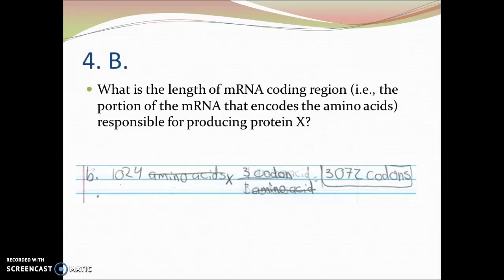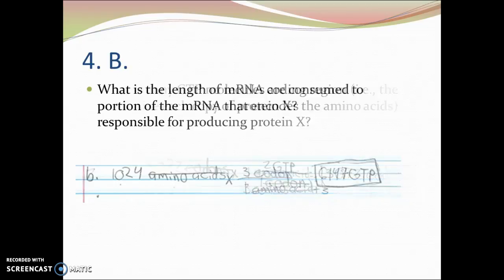So for B, what is the length of the mRNA coding region, i.e. the portion of the mRNA that encodes the amino acids that are responsible for producing protein X? And so basically you take the number of amino acids multiplied by 3 because that's the amount of nucleotides in it, but so there will end up being 3,072.